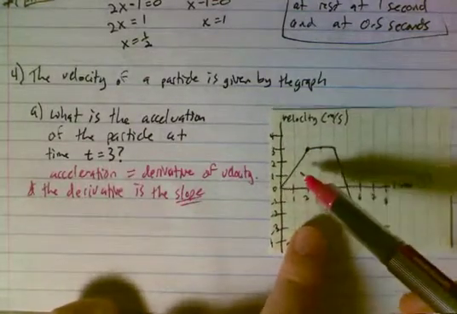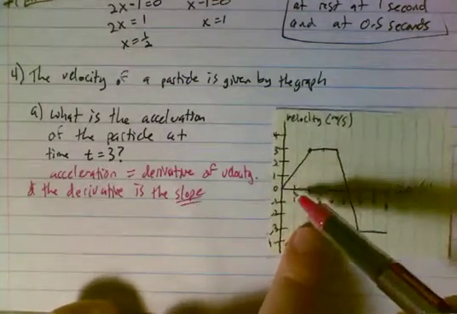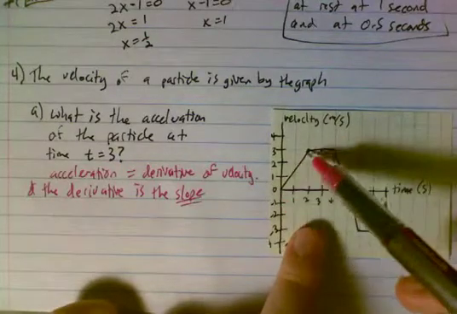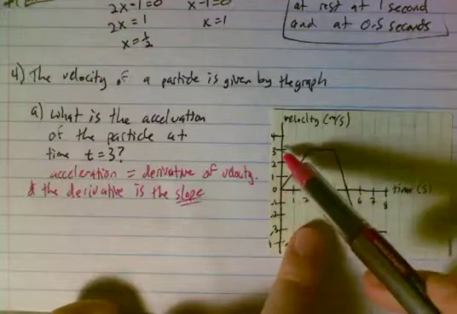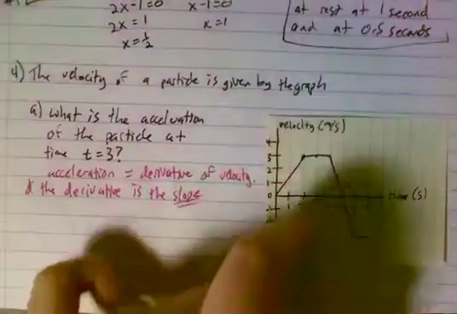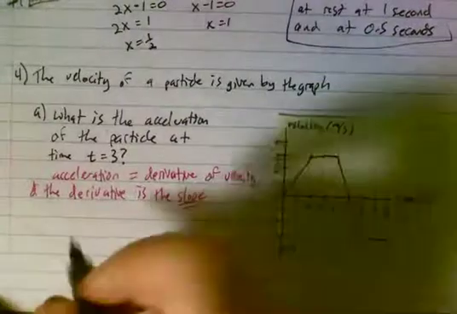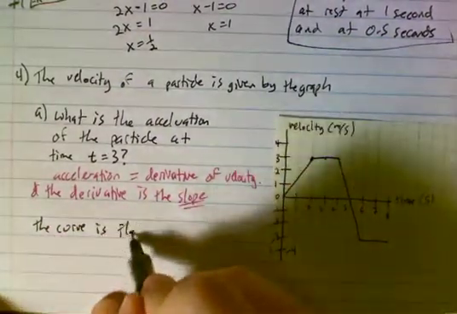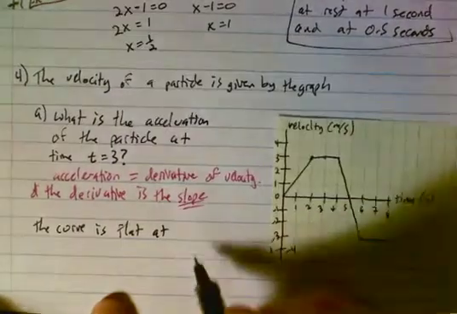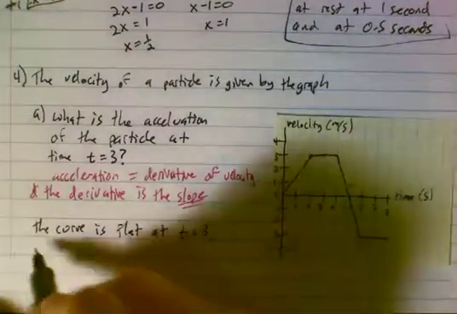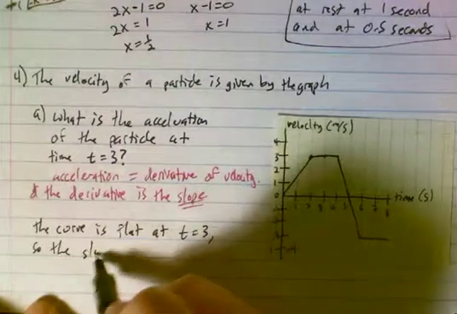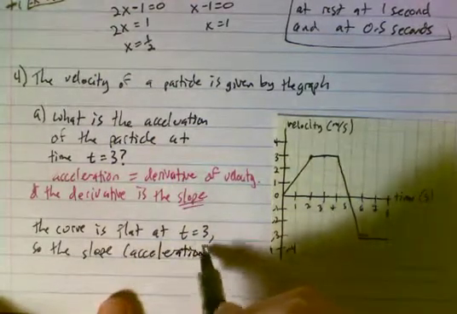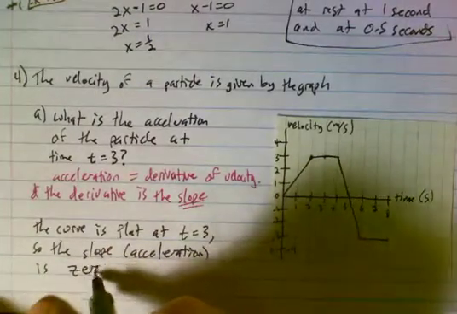If we had said, what is the acceleration at time t equals 1, we would have said, what's the slope right here? And then we would have done rise 1, 2, 3 over run 2. But because the curve is flat at t equals 3, the slope, acceleration, is 0.